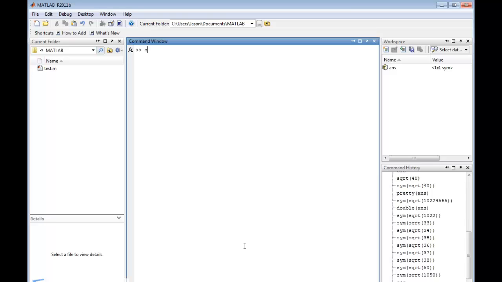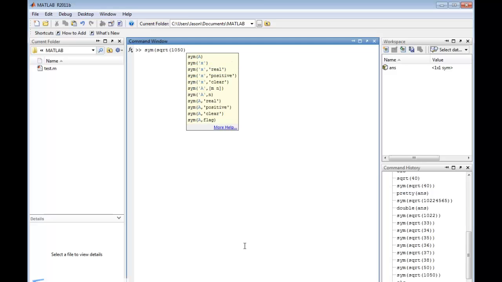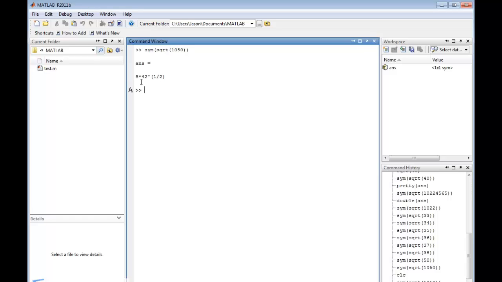What if we wanted to do, as another test, a symbolic representation of the square root of, let's say, 1050, something large? This would take you a little while by hand to factor it all out, collect all the terms, and figure out what it all is. MATLAB quickly tells you it's 5 times 42 to the power of 1/2, which visualized better is 5 times the square root of 42. If you require that in decimal form, you can always just type double answer. It converts whatever you want to a decimal. So the answer is 32.4037.